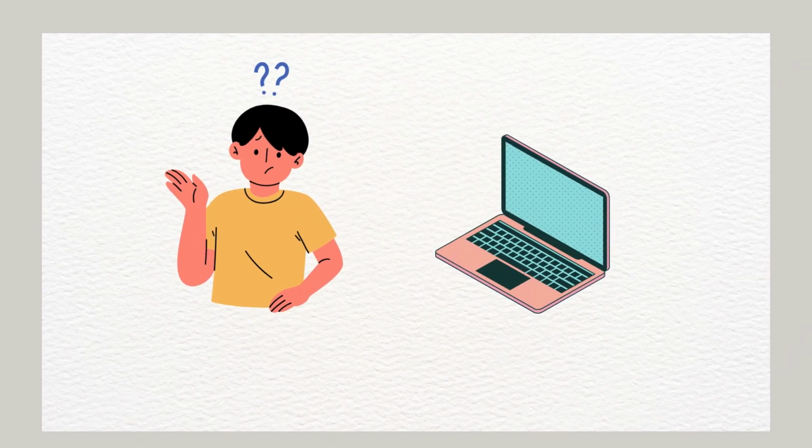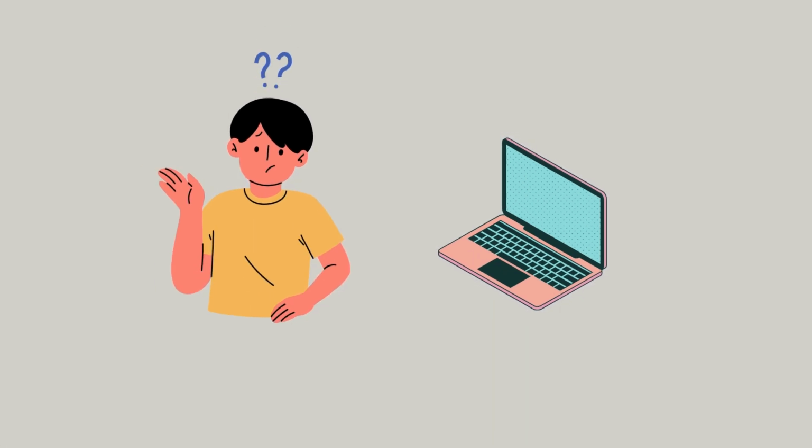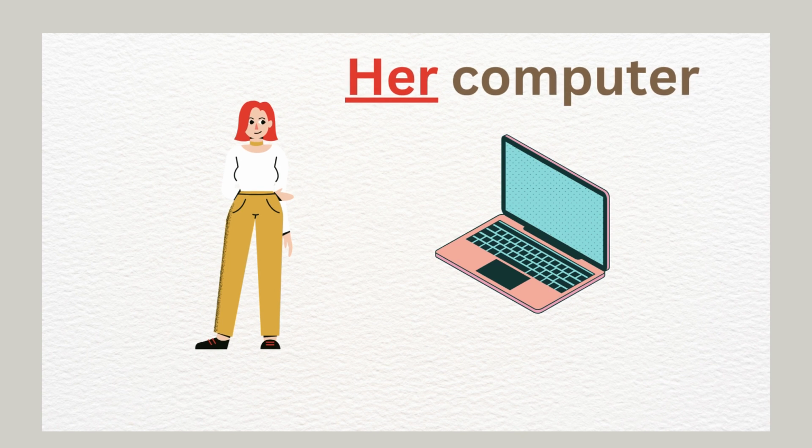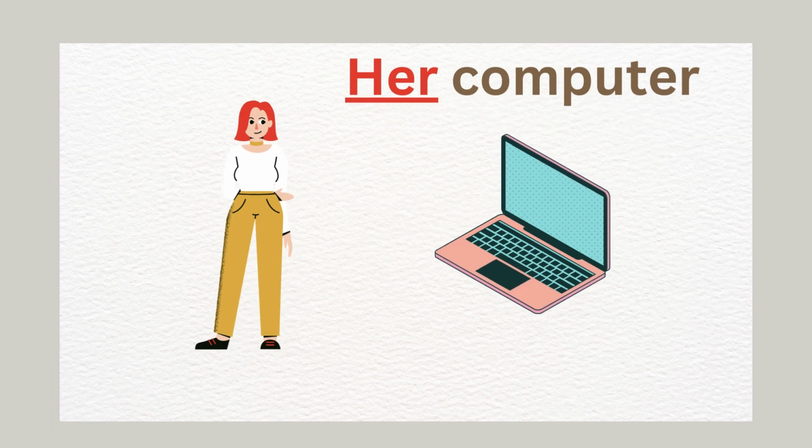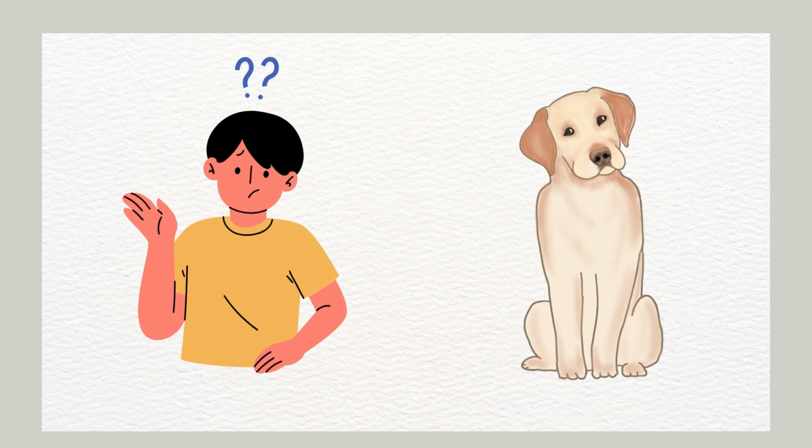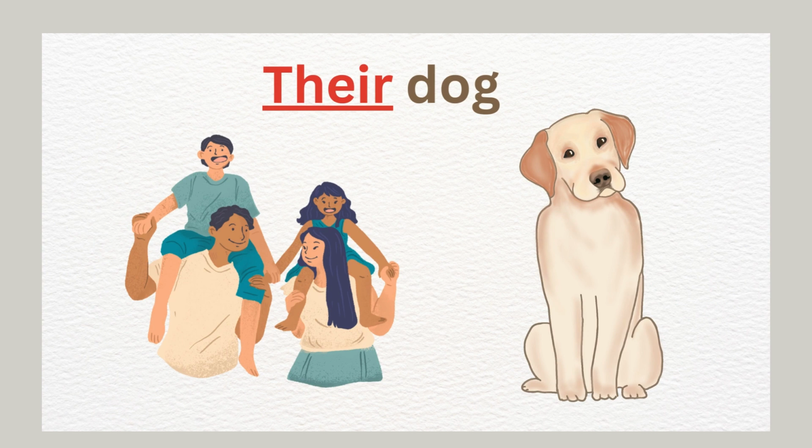Who does this computer belong to? Her. It's her computer. Who owns this dog? It's their dog.